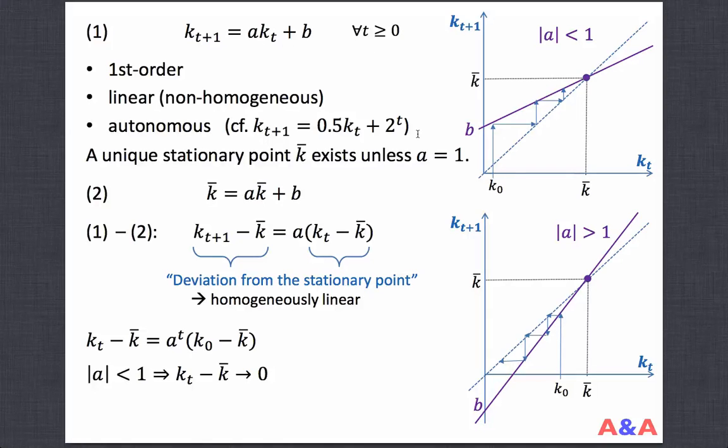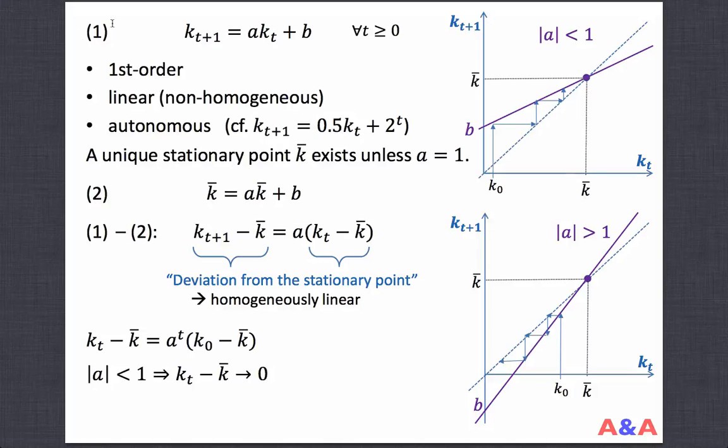This is an example of a non-autonomous system: k_{t+1} = 0.5 k_t + 2^t. This part depends on calendar time t, so the rule of transition is time variant, and in that case the system is said to be non-autonomous. Equation 1 is an autonomous system.